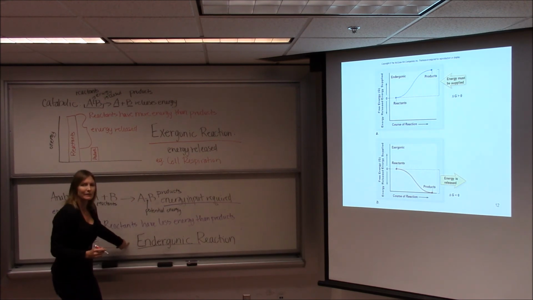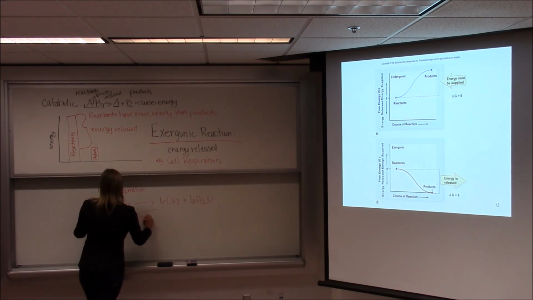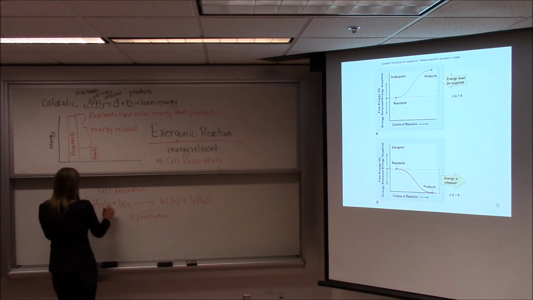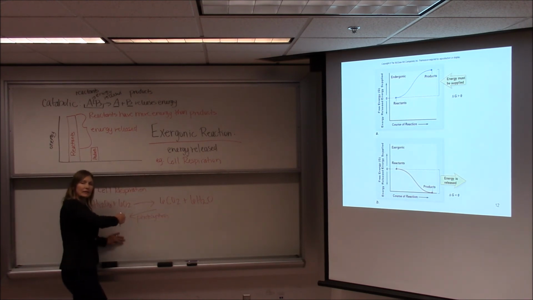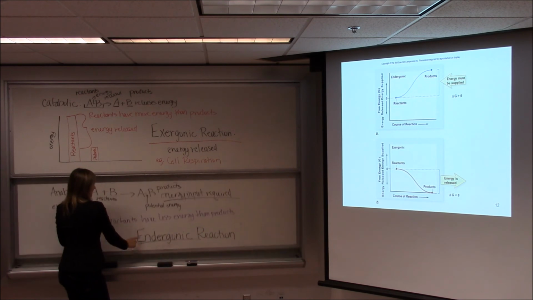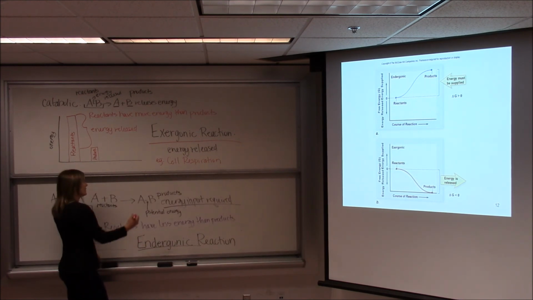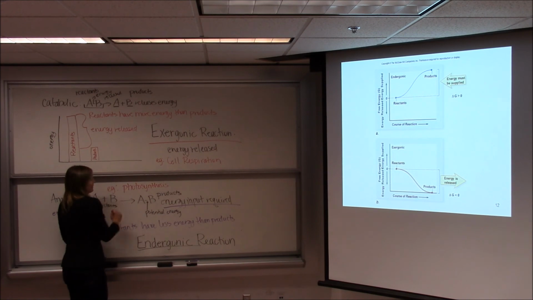Endergonic is going to be photosynthesis. Remember, in photosynthesis, we're going to go the opposite direction. We know that glucose has a lot more energy than carbon dioxide and water. We're going to take energy input from the sun to produce that glucose from carbon dioxide and water. So photosynthesis is endergonic. Photosynthesis is an excellent example of an endergonic reaction.